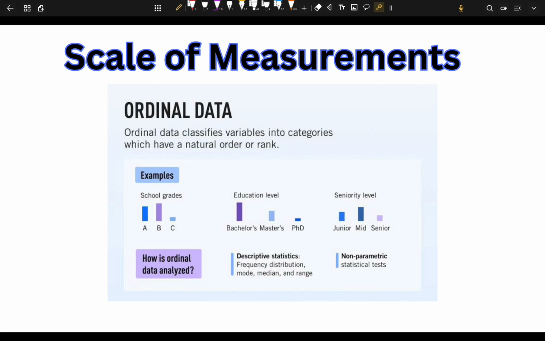We have the mode, median, and range. Yung mode, median, and range po natin, this is all about the measure of central tendency kung saan tinitignan natin yung gitnang value. Non-parametric statistical test.